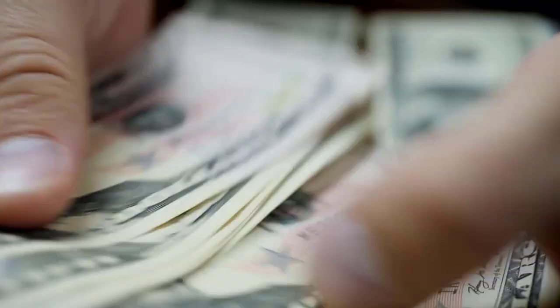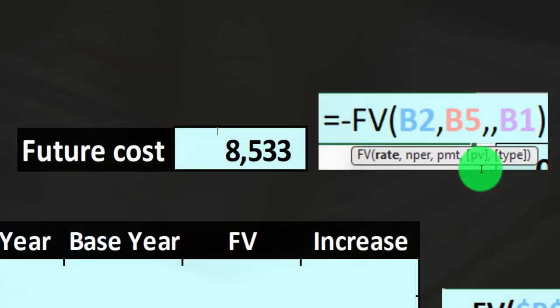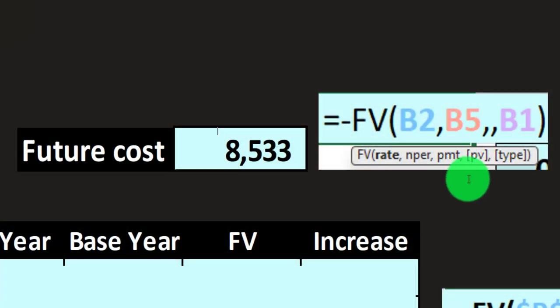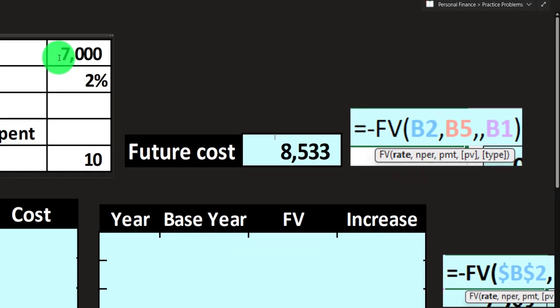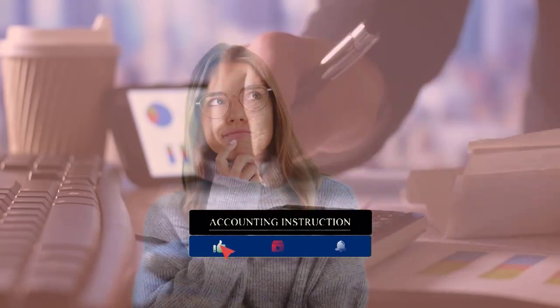And what we want to do is have a future value, therefore two commas to get us to this argument, the present value. In other words, if we're currently at 7,000, what's going to be the future value? So that's the present value, B1, and that gives us 8,533.